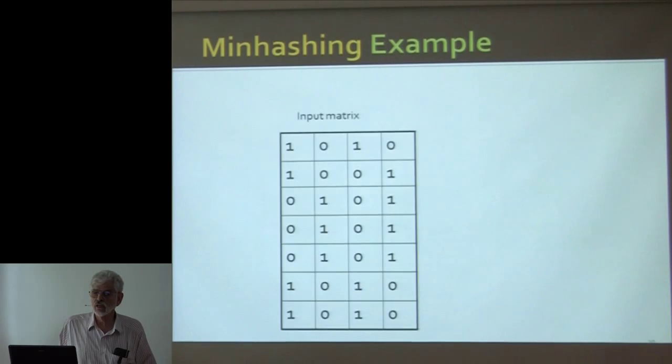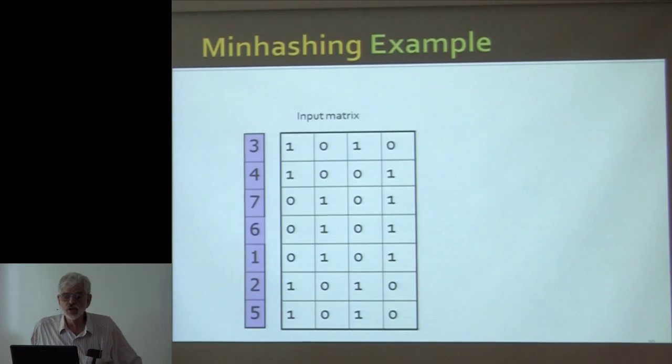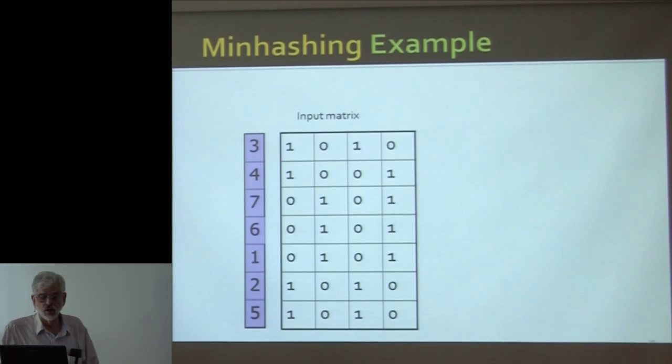All right, so let's take an example. Here's my matrix. It's got 4 columns, 7 rows, so 7 elements, 4 sets. Here's an example of a random permutation. Not really random, but okay. The 5th row will appear first, then the 6th row is second, the 1st row is third, and so on.